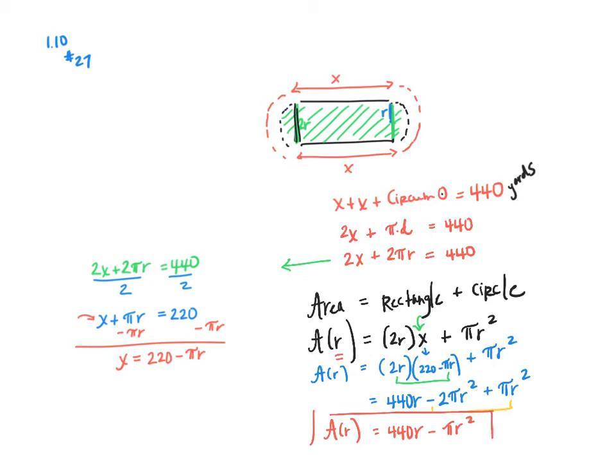Now also, just one step further, if you wanted to write it in factored form, you would factor out that r, and you would have r times 440 minus pi r. So either way is appropriate.